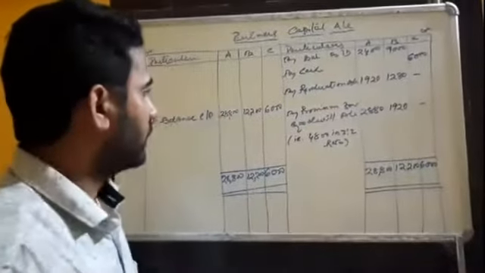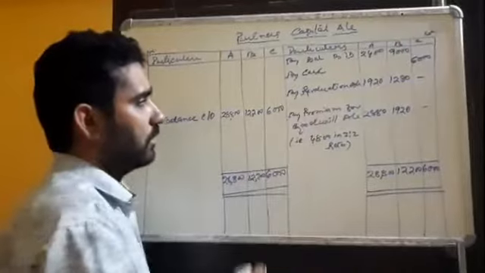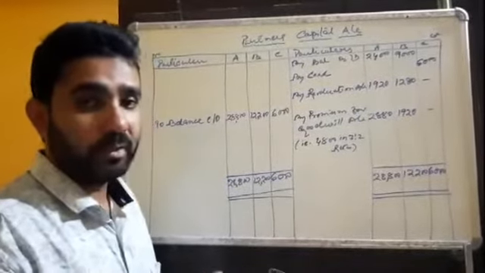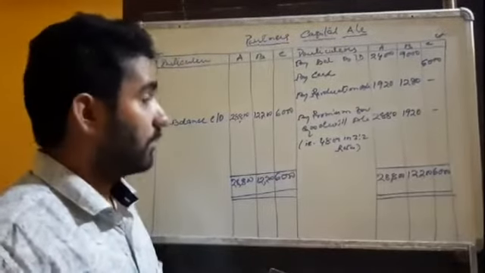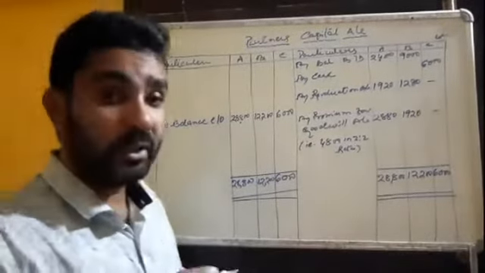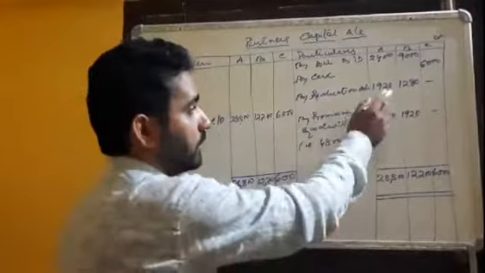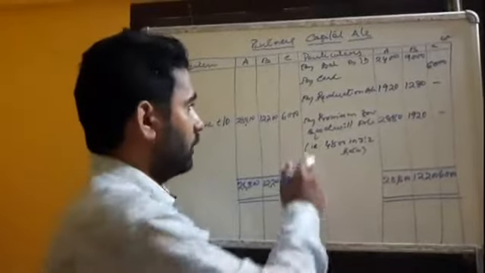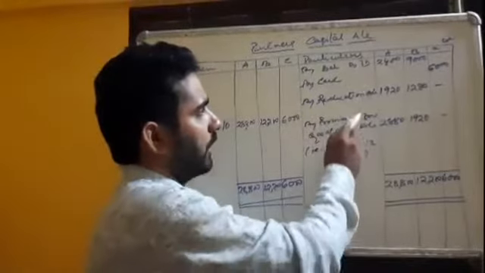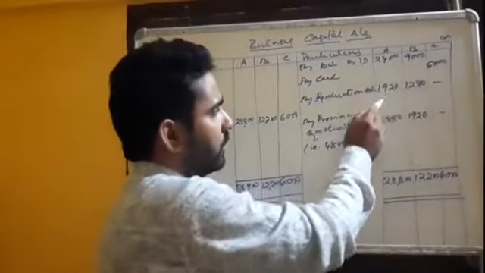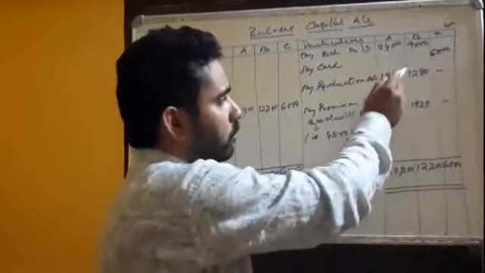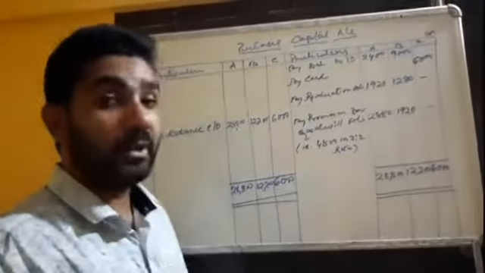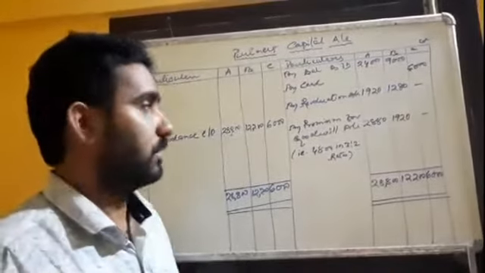And then what have I written? By revaluation account. In the revaluation account we got a profit. From this question we have prepared a revaluation account, and whatever profit we get from it, I am transferring here. So I have written by revaluation account profit: A got 1,920 and B got 1,280 rupees. That we got after preparation of the revaluation account from this sum.